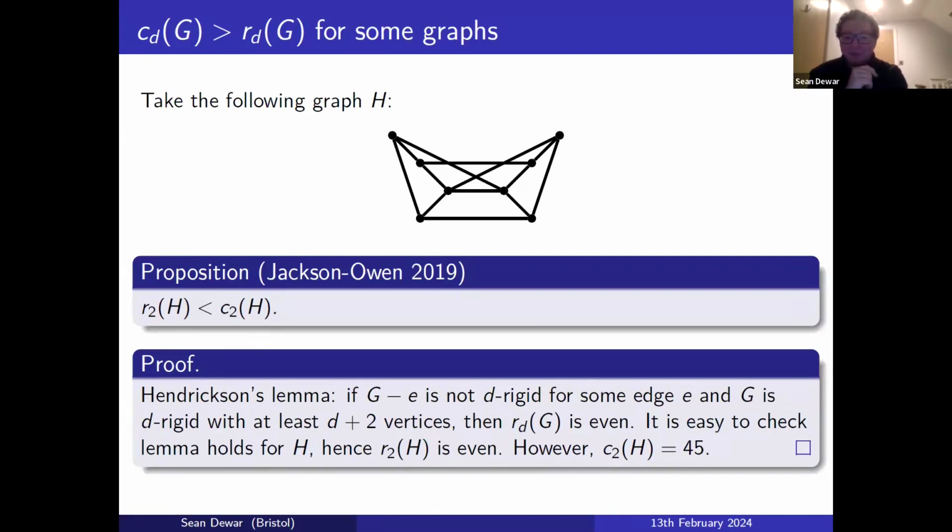I've given a proof which involves Hendrickson's lemma, but all it basically says is that for this type of graph, it has to have an even number of real realizations. However, you can actually compute it using the previously described Austrian algorithm, and it has an odd number of complex realizations. And that's the proof. So you just check one number's even, one number's odd, that's it. They don't actually know what the real number is, but you don't need it to prove the statement. So it's a kind of nice parity argument.